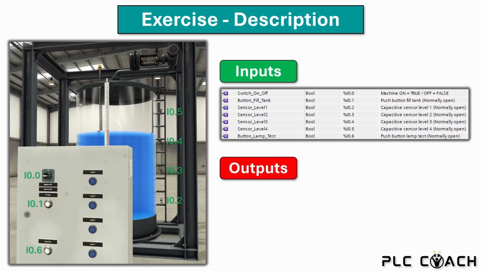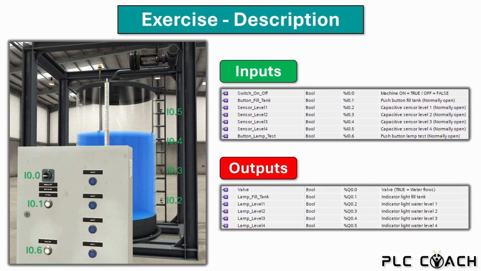Now let's look at the outputs. The valve is connected to output Q0.0. The indicator light for the fill button is controlled via output Q0.1. And the four indicator lights for the fill level display are connected to outputs Q0.2 to Q0.5. Feel free to take a screenshot of this page. This is all you need to start creating your program.